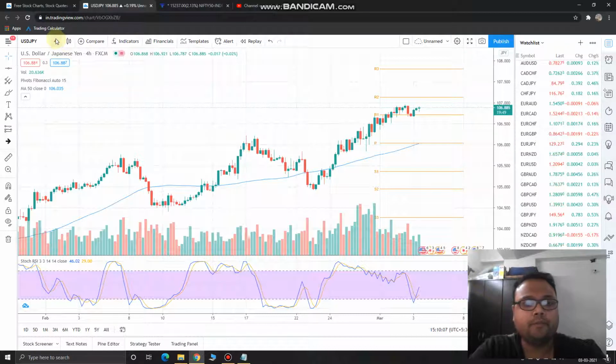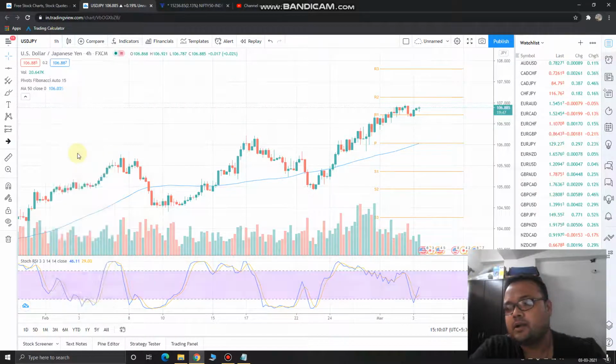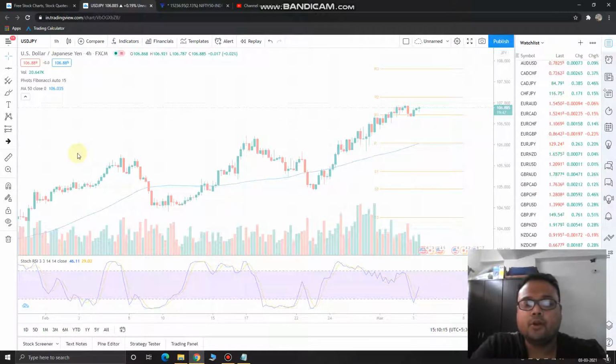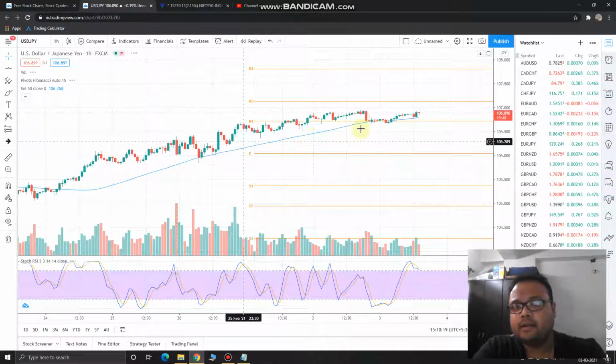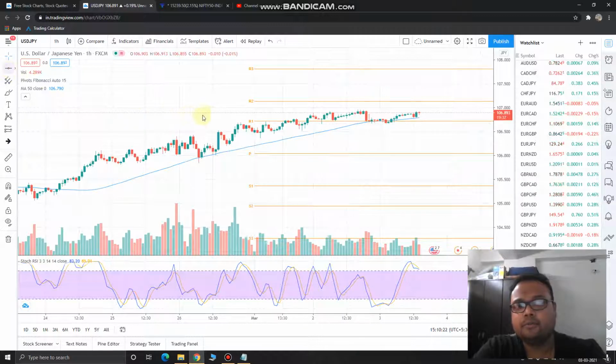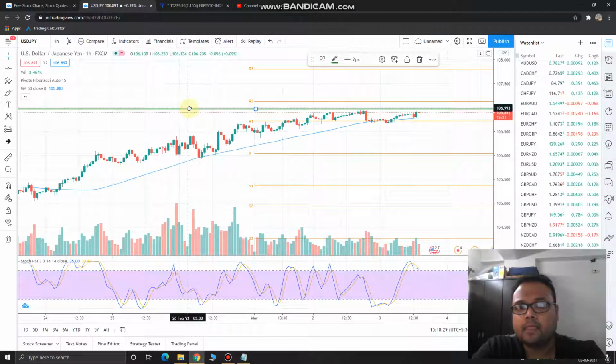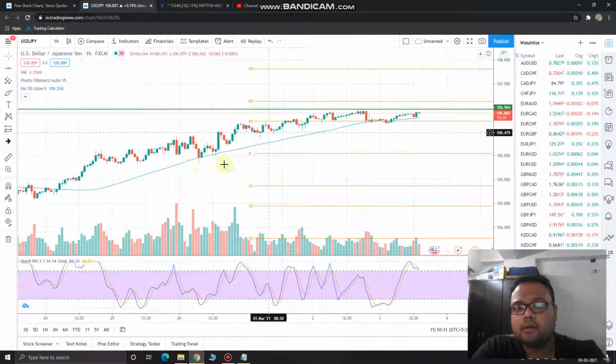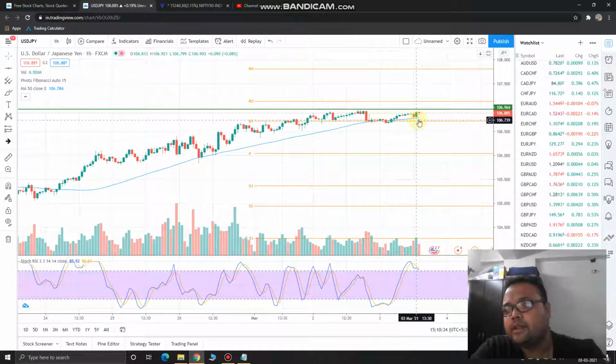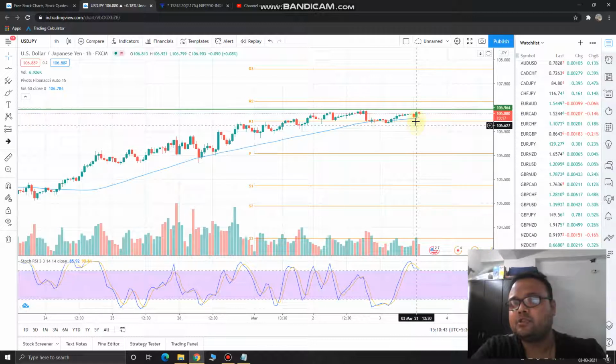What we can do here is switch to the 1 hour time frame, and initiate a buy position above this line. We can keep our stop loss just below this point, around 106.65 or 62. This can be our stop loss.